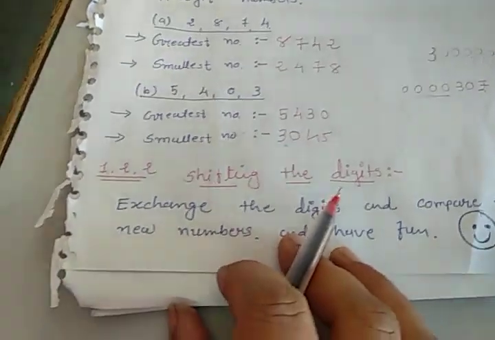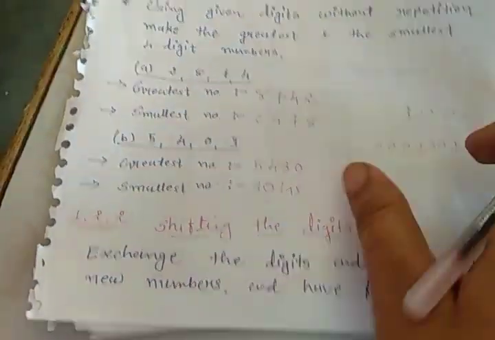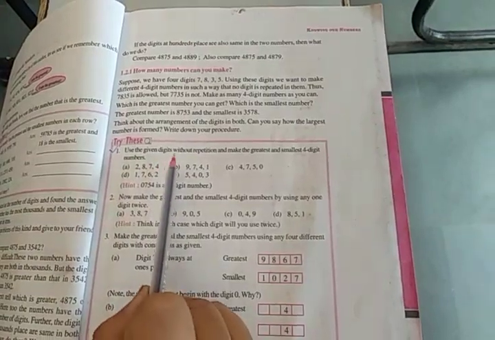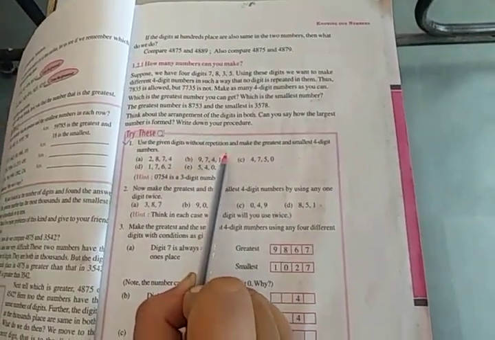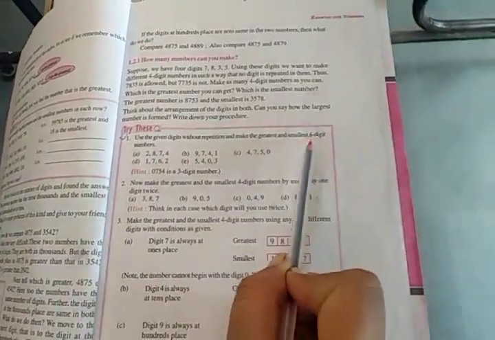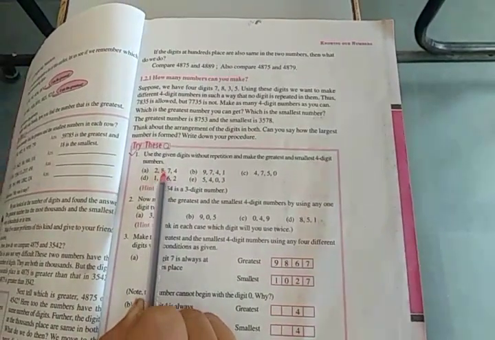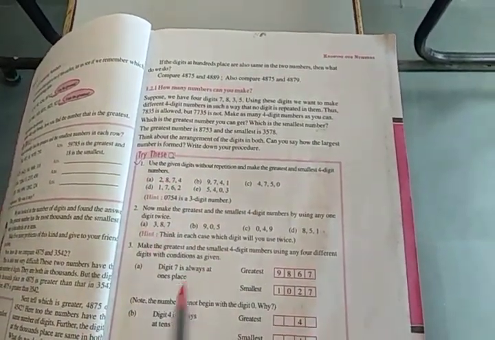Okay. Now we will see the exercise given in your book. Okay, see this, try this. Question number 1. Use the given digits without repetition and make the greatest and the smallest 4-digit number. This you can do by yourself now.